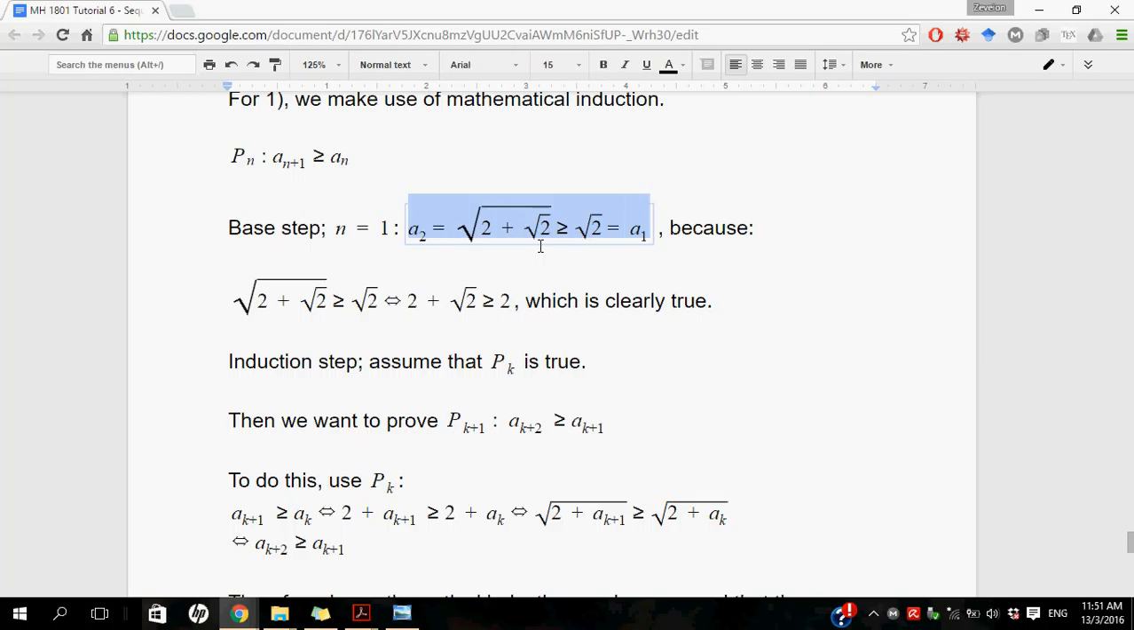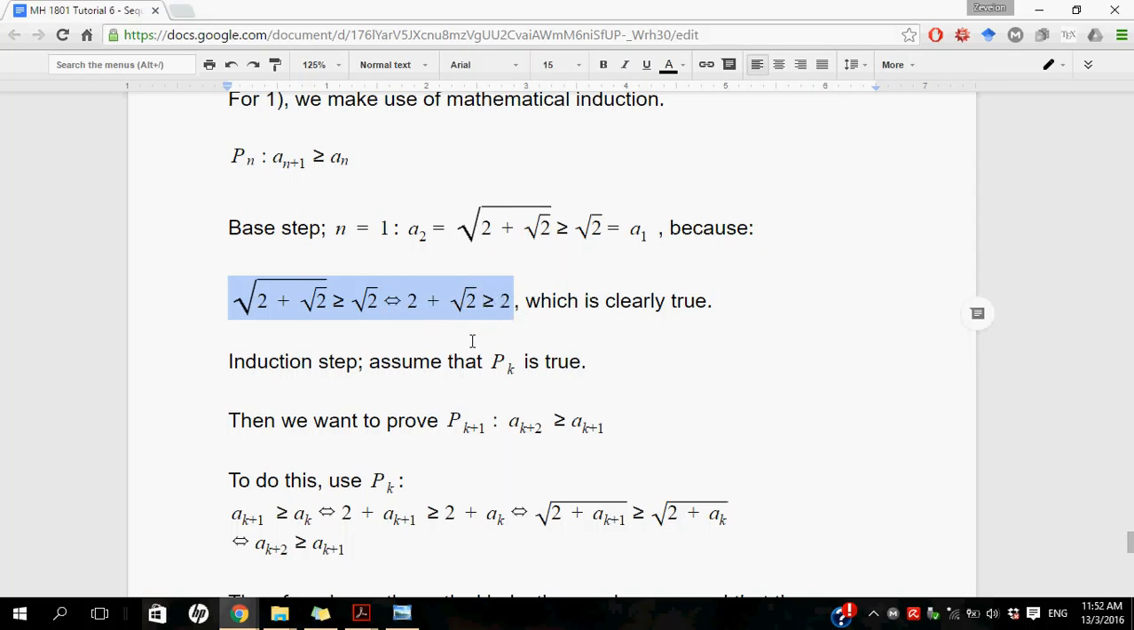And just why is it true? It follows from this simple computation. This is the part of the statement that we want to prove. a2 is over here. We want to show it is greater than or equal to a1, which is square root of 2. But then all you have to do is just square both sides. This is if and only if 2 plus square root of 2 is greater than or equal to 2.